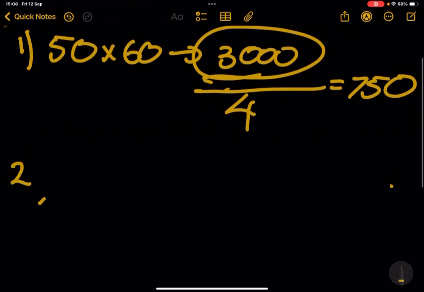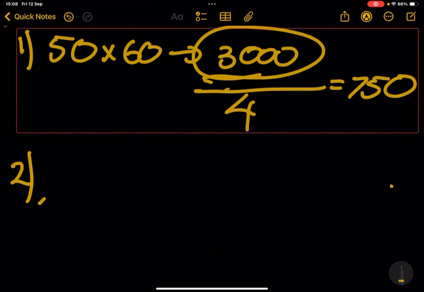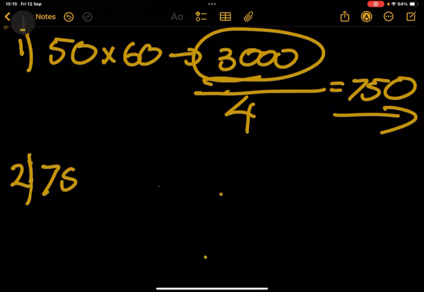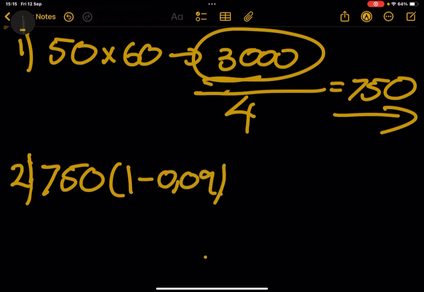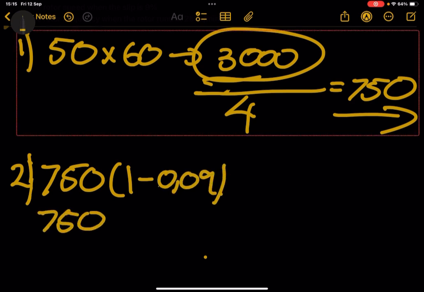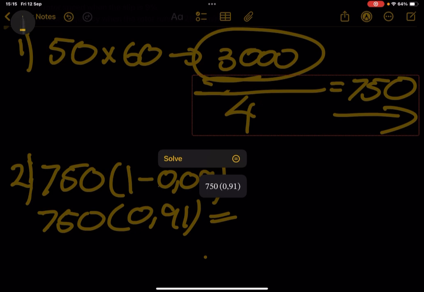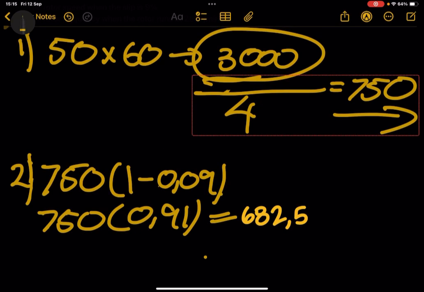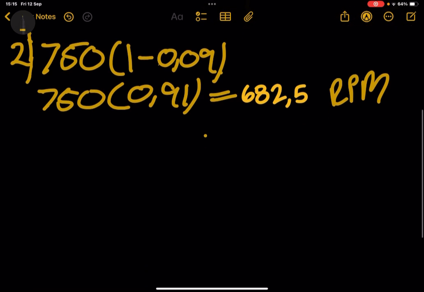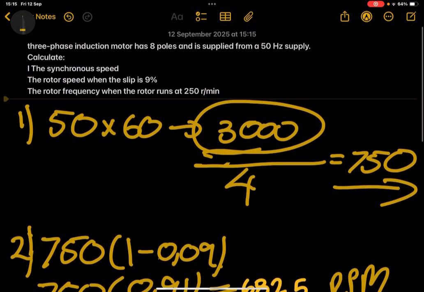All right, let's go to the second question. Now, what would this be at 9% slip? All right, so let's take 750 RPM, which is the synchronous speed by the stator, and we multiply that by 1 minus 0.09, which in essence is 750 multiplied by 0.91, which is then equal to, let's get it quickly, 682.5 RPM.